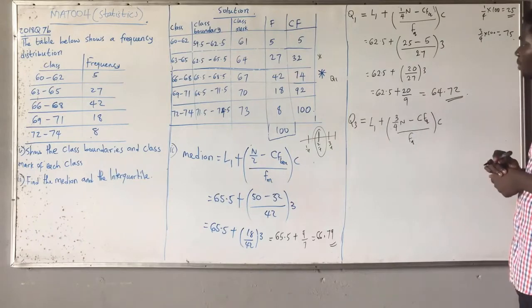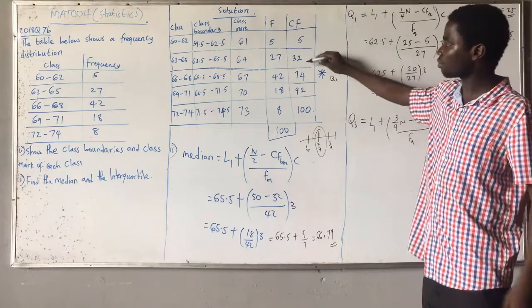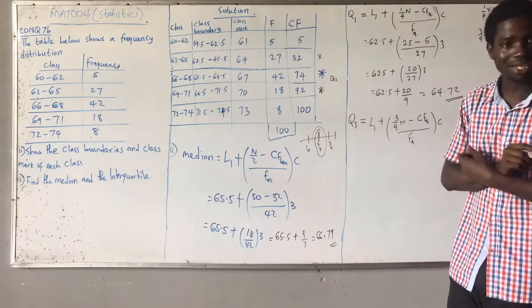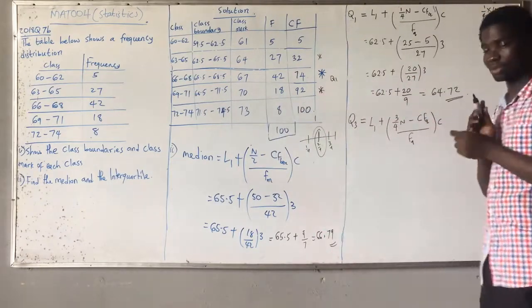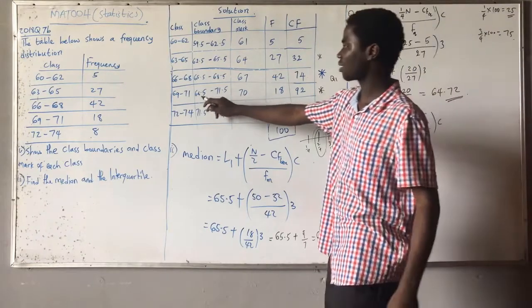So that means where does 75 fall on the cumulative frequency? This is 572. This is the third quartile class. It falls here. Do you understand? So that is where it falls. Now, what is the lower class boundary of this class?